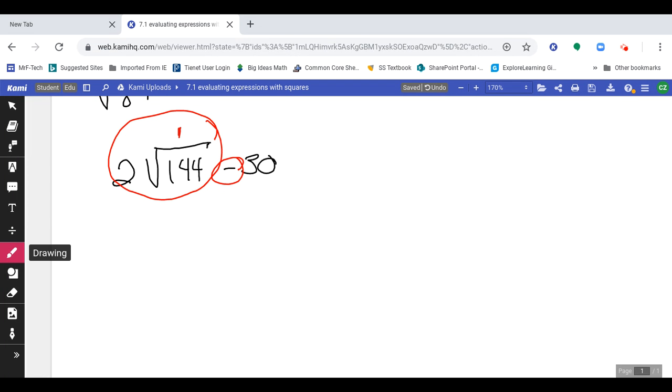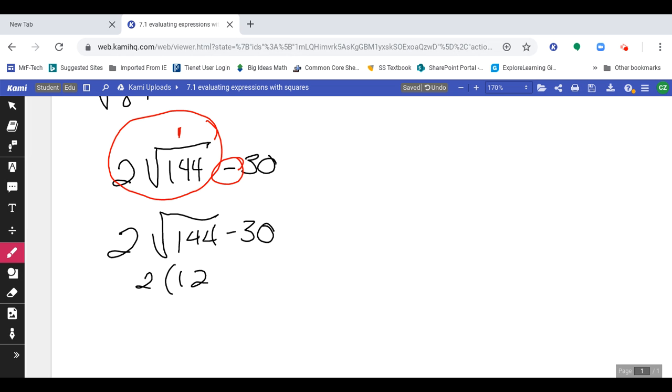Okay, and go back here. And we have 2, radical sign 144, minus 30. All right, so my first step is to take the square root, right? So I know the square root of 144 is 12. So now this becomes 2 times 12 minus 30. Okay, 2 times 12 equals 24. Okay, now it's 24 minus 30. And I know that that equals negative 6. Okay, so just remember, if there's no parentheses, your first step is going to be the exponent aspect, which is the square root. And that's where the expression starts.